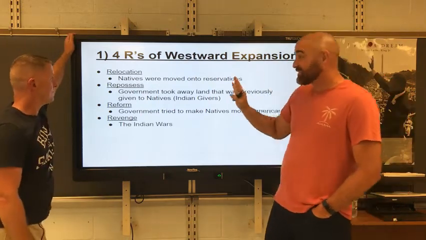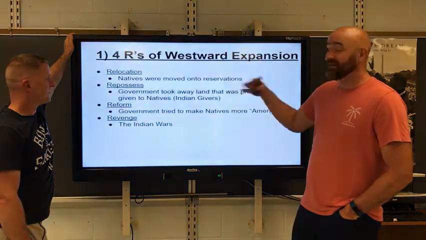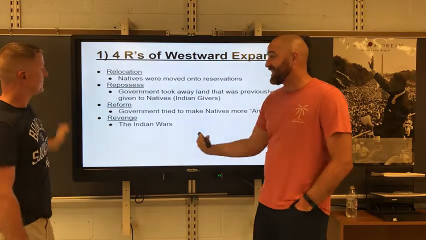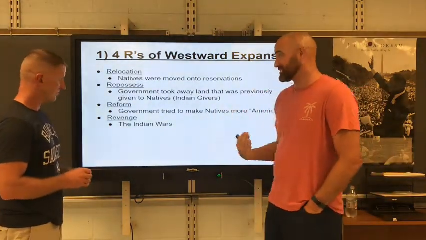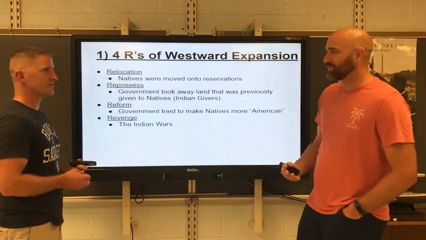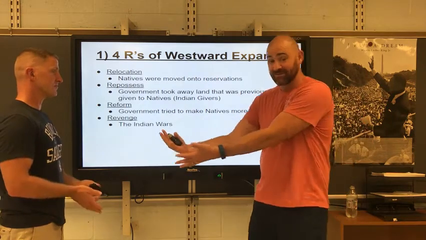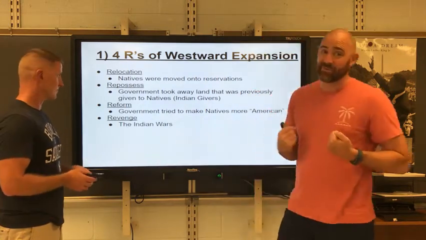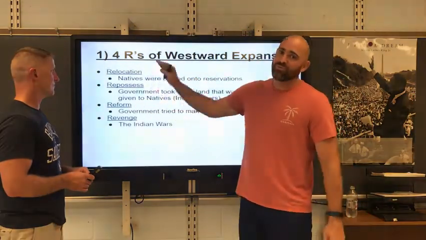Then after we've set aside land for the Native Americans, once the United States government realized that that land still had value to us, usually in the forms of raw materials or gold and silver, we repossessed that land. And if you watch one of our earlier videos, that's the phrase Indian giver, because the United States would give something to the Native Americans and then take it back when we realized we still needed it. Then we tried to reform.